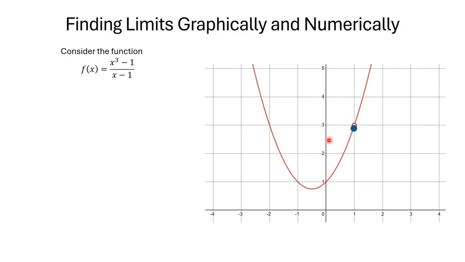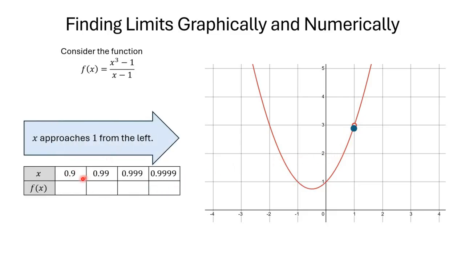Let's get a better estimate by using a table. Now we're really close to 1 on the x-axis. Let's use a table where the x values are getting closer and closer to 1 and see what the y values are getting closer and closer to, if they're getting closer to anything at all. First, I'll plug 0.9 into the function. 0.9 is pretty close to 1, but still less than 1. So when I plug in 0.9, I get 2.71.